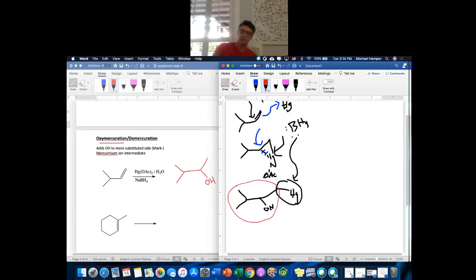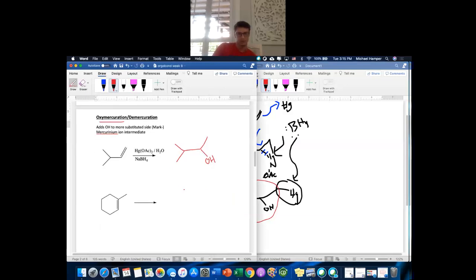But at the end of the day, when you have a mercury, you're dealing with mercuration, demercuration, and at the end of the day, you're just adding an OH to the more substituted side. So using that logic, you should be able to visualize that your product for this reaction, your OH is on the more substituted side, which is this carbon here. Boom. That is it. Everybody get that?